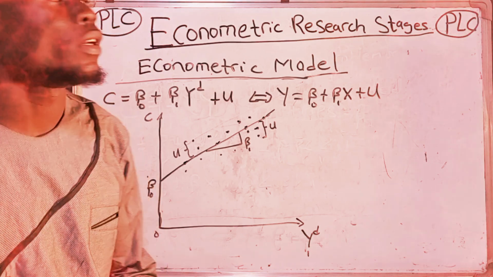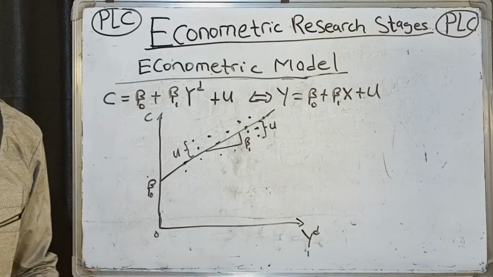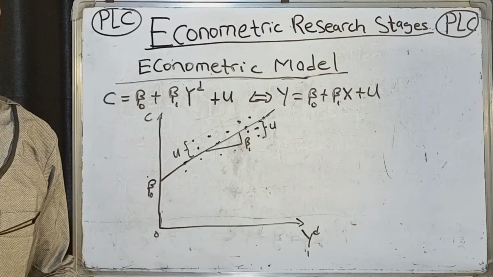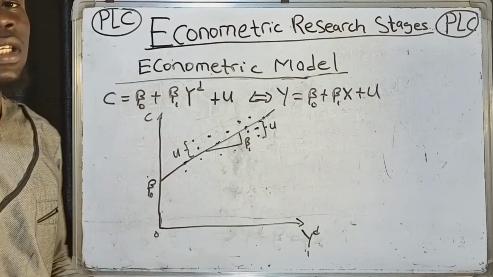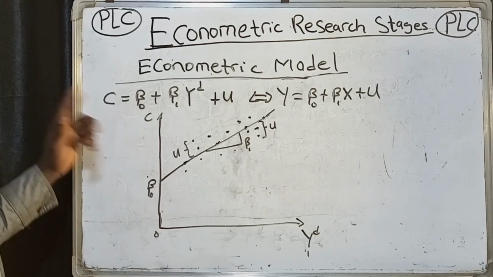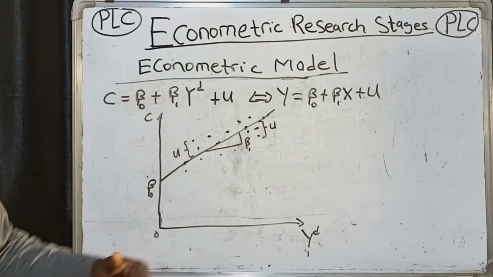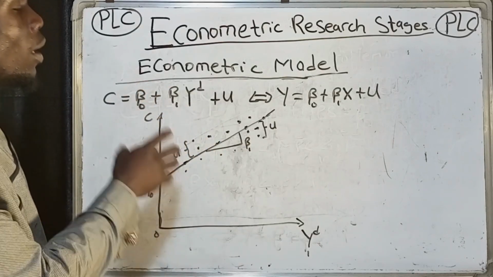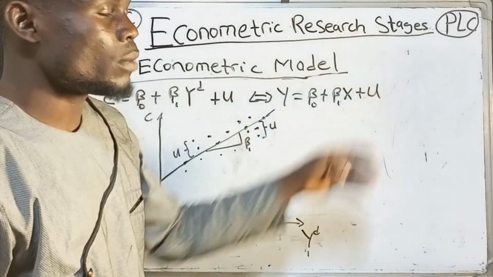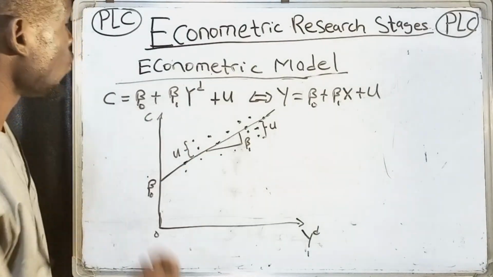The specification of the econometric model. Now we already have it as a mathematical model. We have to specify it as an econometric model for us to make an empirical study of the said economic theory. In a mathematical model, we don't have error terms. But in an econometric model, in addition to what we have in a mathematical model, we have the error terms.